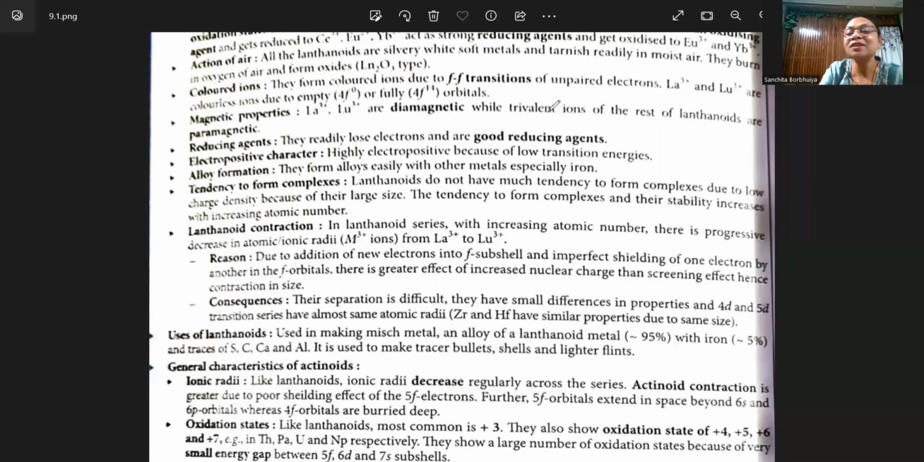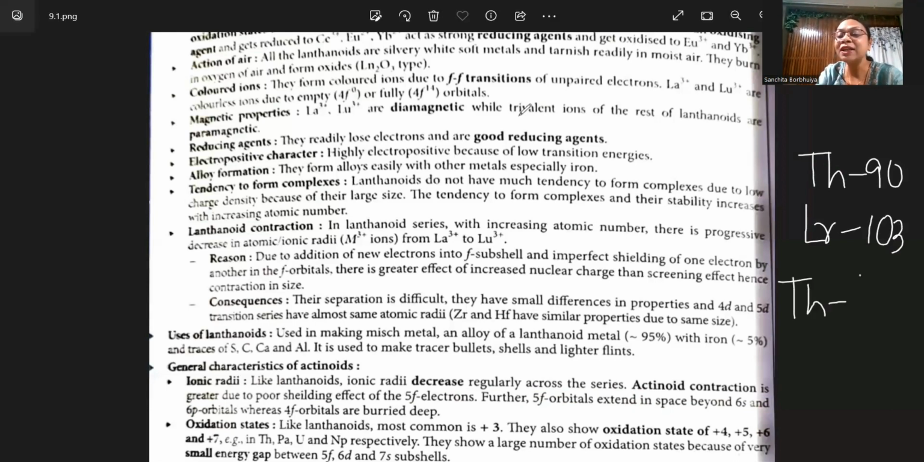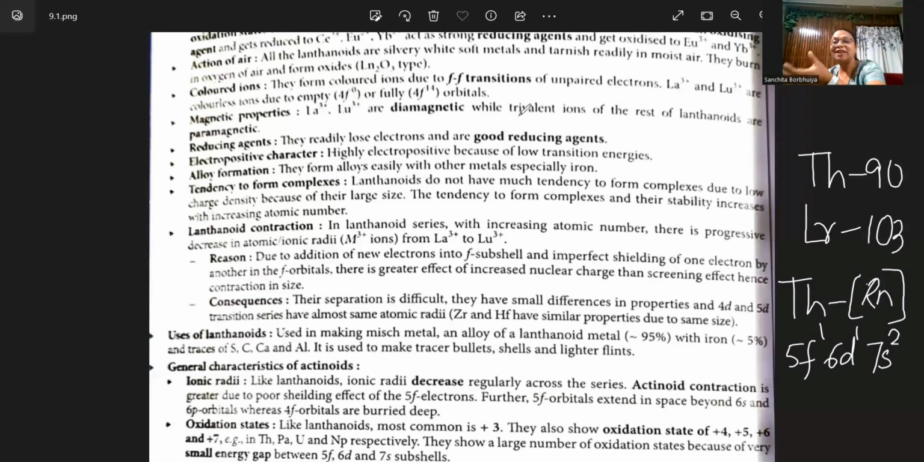Let us check out. The actinoids start from thorium, atomic number 90, and end with lawrencium, atomic number 103. So you can check up for thorium, which has the electronic configuration radon 5f1, 6d1, 7s2. There is a lot of controversy regarding the calculated and the observed electronic configurations.